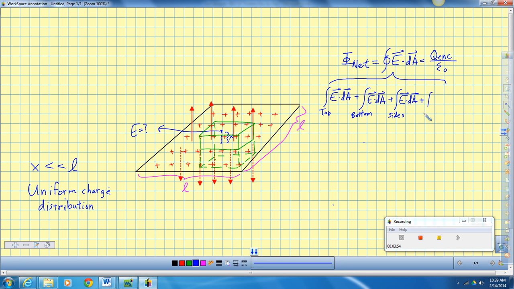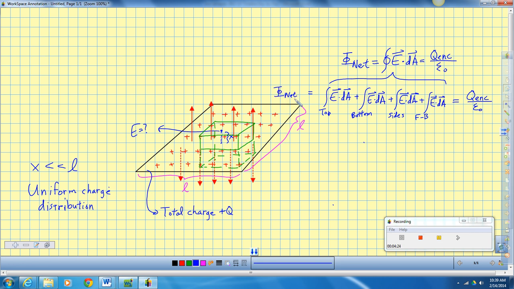And I'll do E dot dA for the front and back. So I'll just do FB for front and back. And that has to add up to how much charge is enclosed divided by E0. Okay, now I don't think I stated how much total charge is on this. So let's just say that the total charge is the very generic plus Q, because I said it was some positive amount of charge. And that this has to equal the net flux.